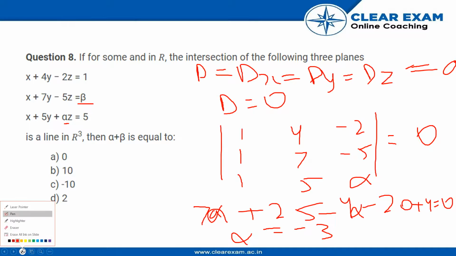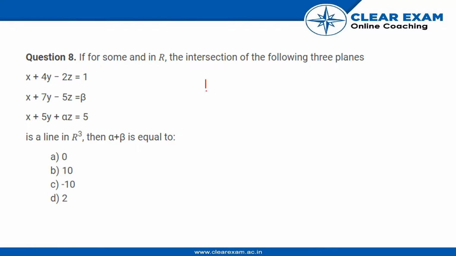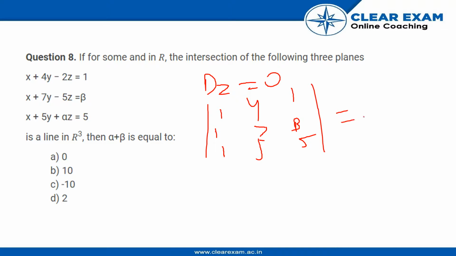So now we have to solve for β. As we know, Δz is equal to 0. So the matrix will be 1 1 1, 4 7 5, 1 β 5, equal to 0. Pretty straightforward. Then we'll solve this matrix and our β value will come out to be 13.